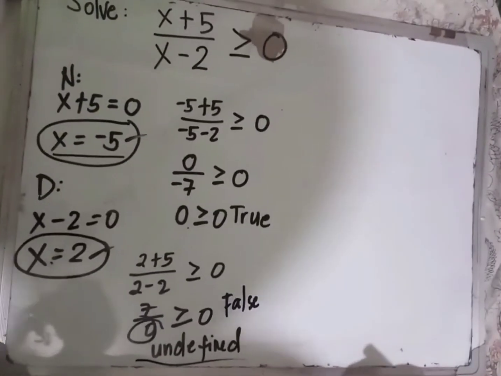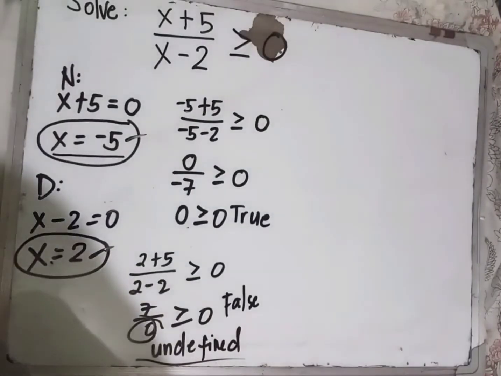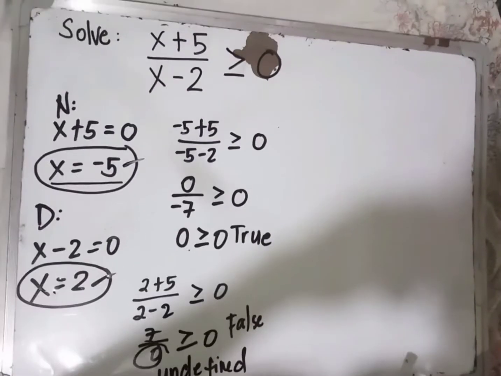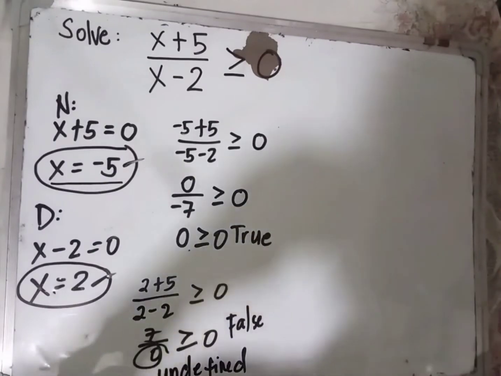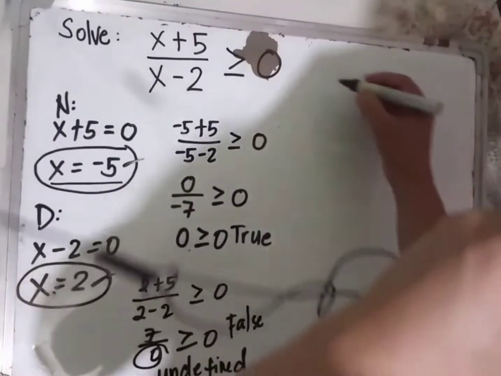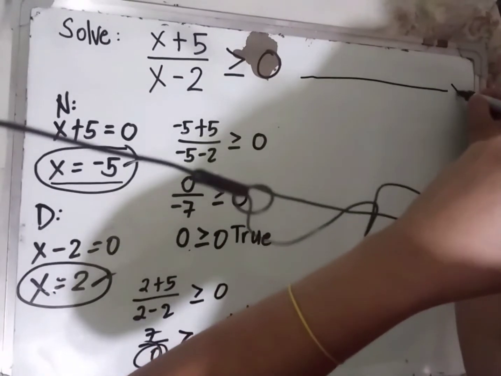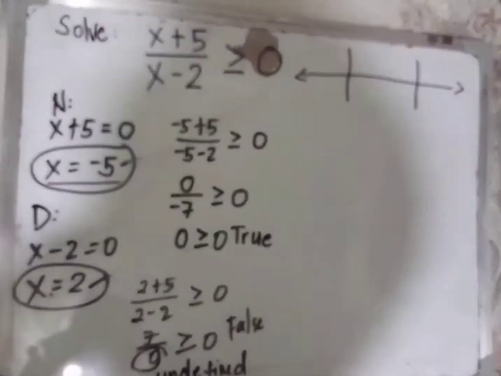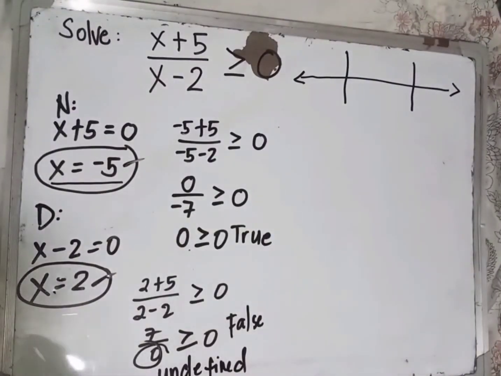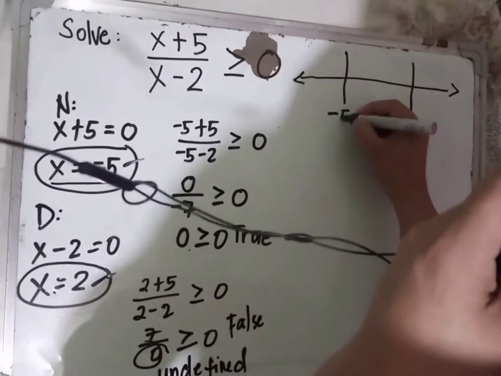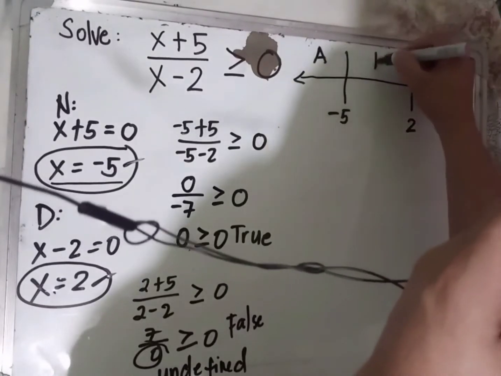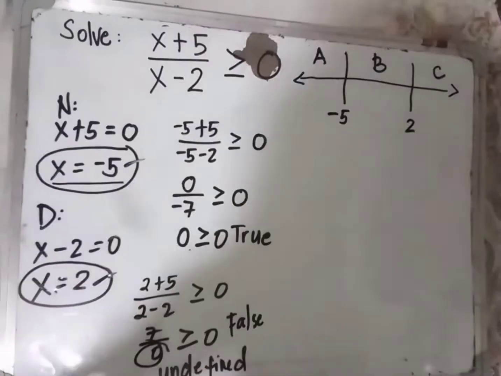Next natin, step number 3, separate the number line into intervals using the number found in step number 2. So, you will make a number line using the meaningful numbers. So, ano yung number line natin or meaningful numbers? So, that is negative 5. Then, positive 2. We will make this one interval A, interval B, and interval C.